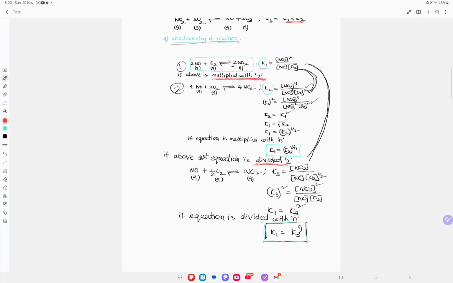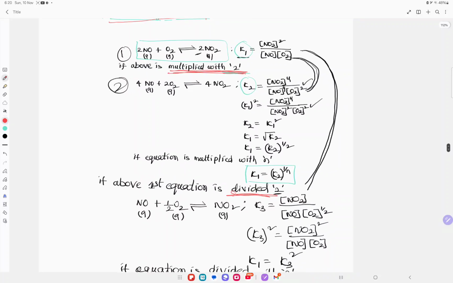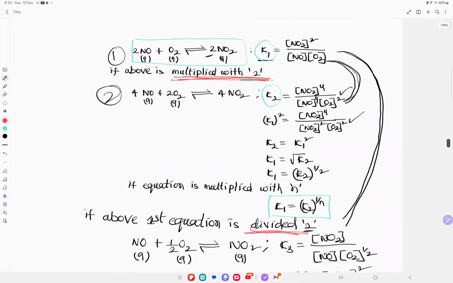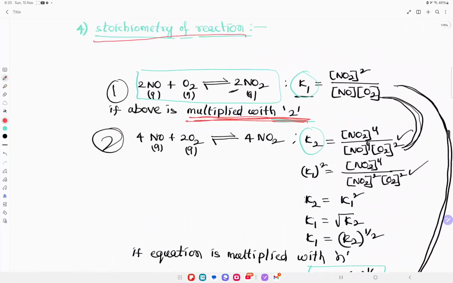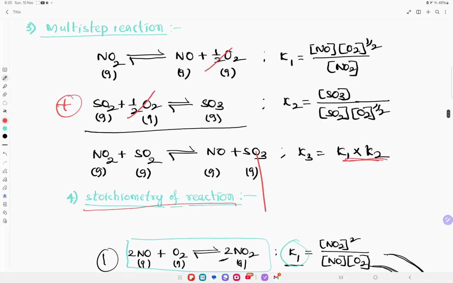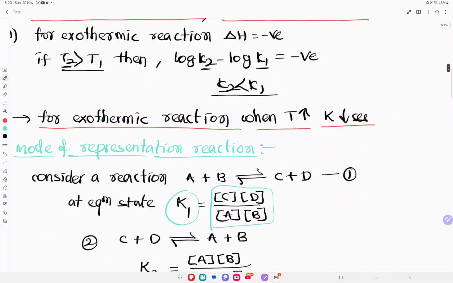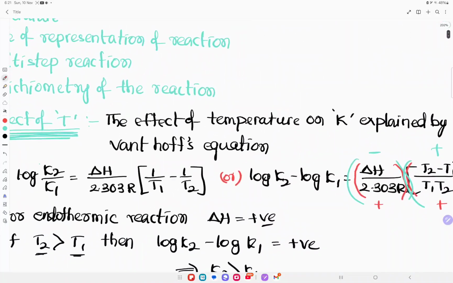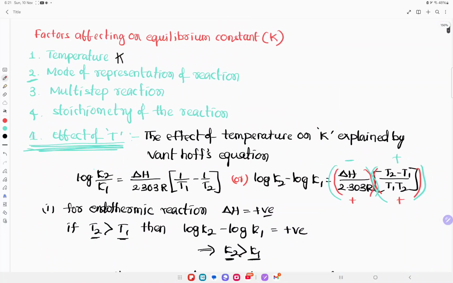Remember this thing. So thus 4 factors affect the equilibrium constant. What are those 4 factors? First one is temperature.